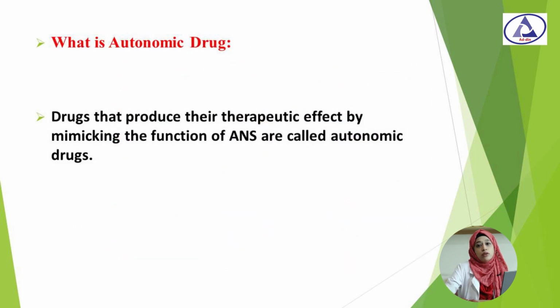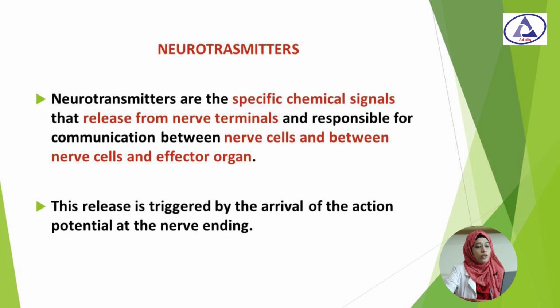Now I discuss what is an autonomic drug. The drugs that produce their therapeutic effect by mimicking the function of the autonomic nervous system are called autonomic drugs. What are neurotransmitters? Neurotransmitters are specific chemical signals released from nerve terminals and responsible for communication between nerve cells and effector organs. This neurotransmitter release is triggered by the arrival of the action potential at the nerve ending.